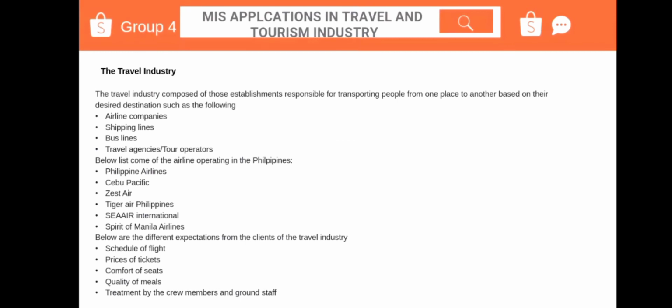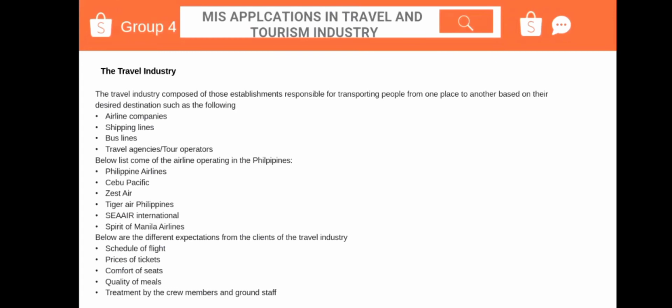The travel industry. The travel industry is composed of those establishments responsible for transporting people from one place to another based on the desired destination, such as the following: airline companies, shipping lines, bus lines, travel agencies, tour operators. Below are some of the airlines operating in the Philippines: Philippine Airlines, Cebu Pacific, Zest Air, Tiger Air Philippines, Sea Air International, Spirit of Manila Airlines.